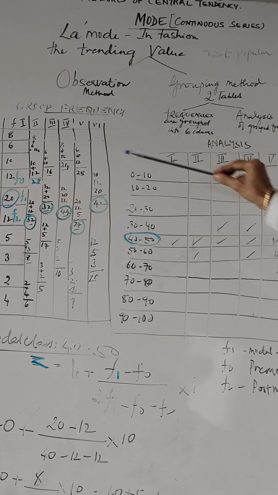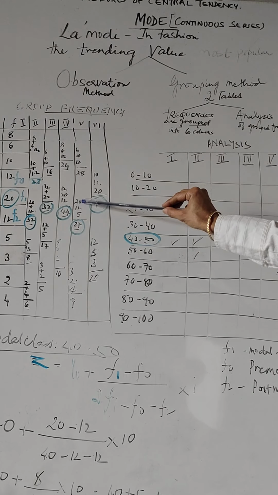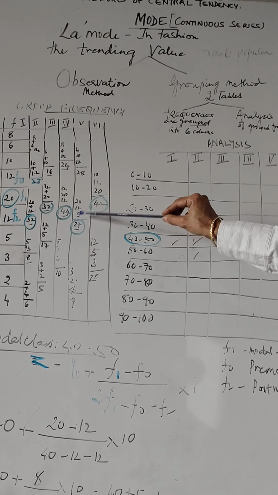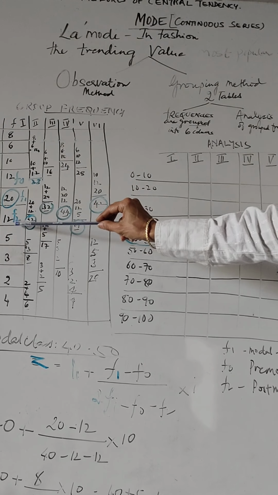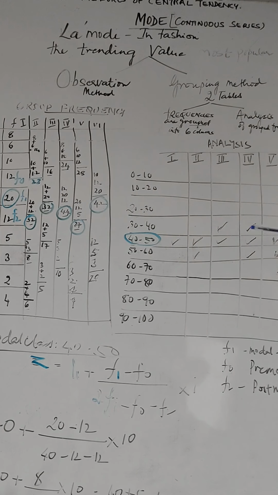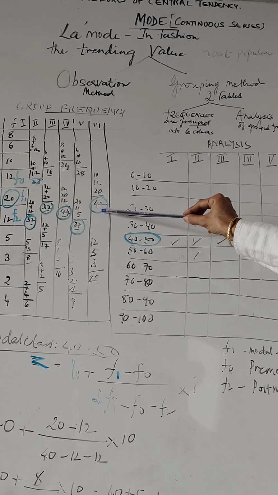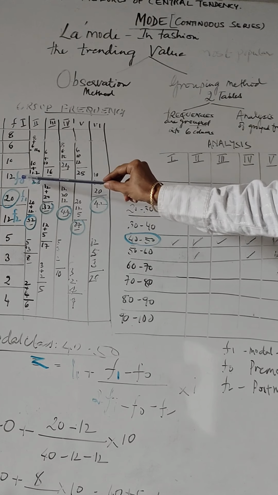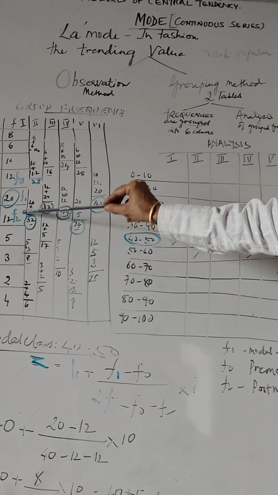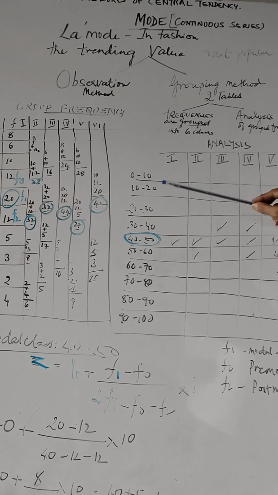Fifth column, just see the fifth column. What is the highest here in the fifth column? 37. So they have summed up 20, 12 and 5, corresponding to 40 to 50, 50 to 60, and 60 to 70. And the sixth column is the highest, so 10, 12 and 20. So 10, 12, 20 correspond to 20 to 30, 30 to 40 and 40 to 50.